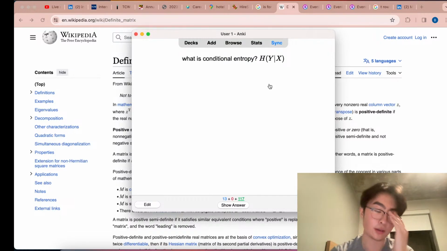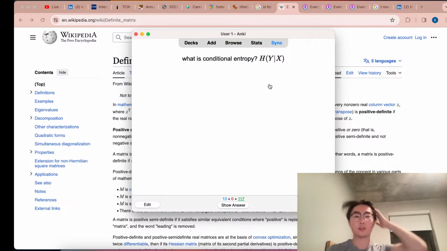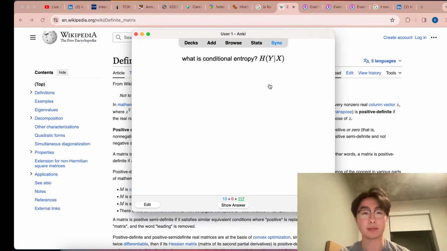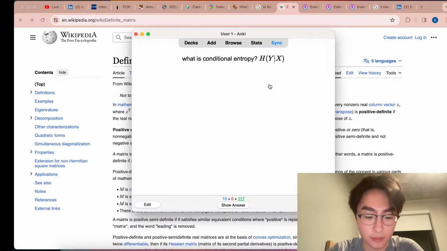So y given x. Okay, so before I even get started on conditional entropy, I think I need to remind myself what entropy actually means. I remember a good video by StatQuest. He described entropy as a derivation of what surprise is. And surprise is kind of like the inverse of probability. Things with low probability have high surprise.